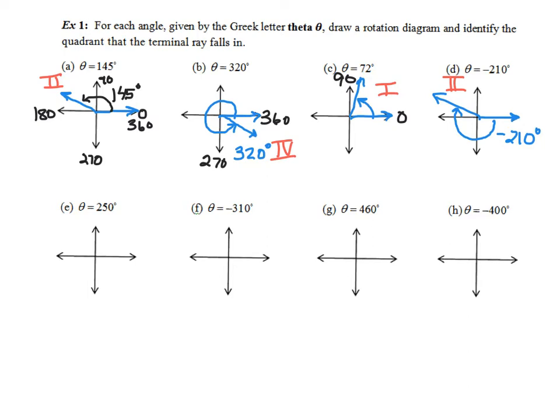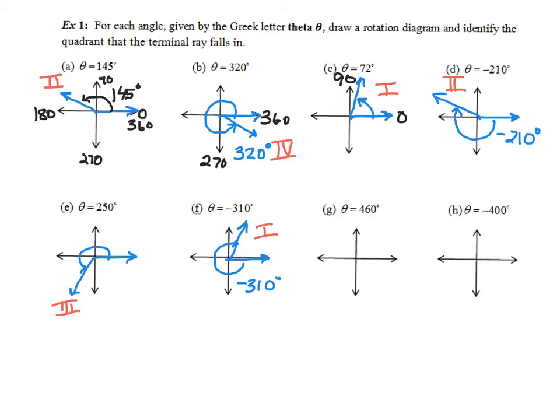Now what I'd like you to do is take a few minutes and try E and F and then come back and check with my work. So I've drawn an angle of 250 degrees, and that one goes in the positive direction and ends in quadrant 3. And then I drew an angle of negative 310 degrees, and that went in the clockwise direction, the negative direction, and ended in quadrant number 1.